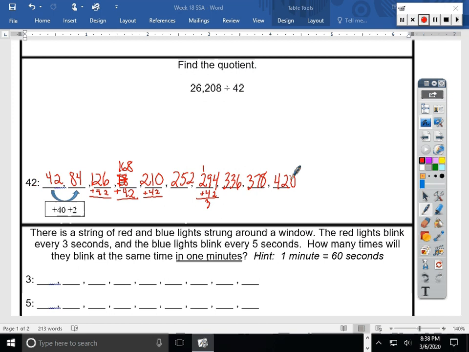This is probably the 10th multiple, and when I multiply 42 times 10, I should get that 0 at the back, right? This is making good sense. Let's go ahead and set up our long division now. So trying to teach you some other strategies as we move along.